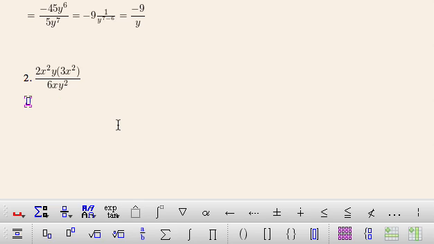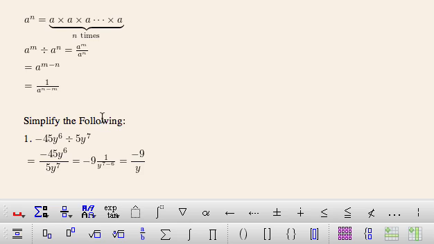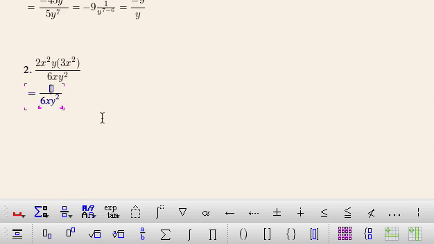So we have 2x squared y times 3x squared divided by 6xy squared. So first of all, what we should do is simplify the top bit. So we leave the bottom as it is, 6xy squared, and then we try to simplify the top. Well, how can we simplify the top? Well, we can't use the formula we just learned, but we can use the ones that we learned before.